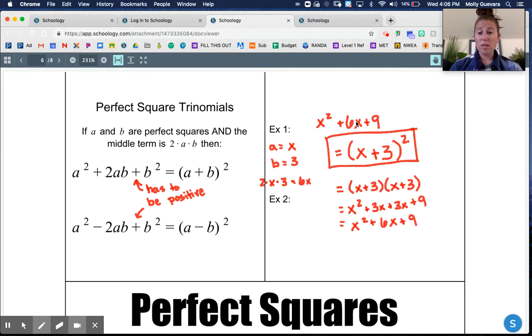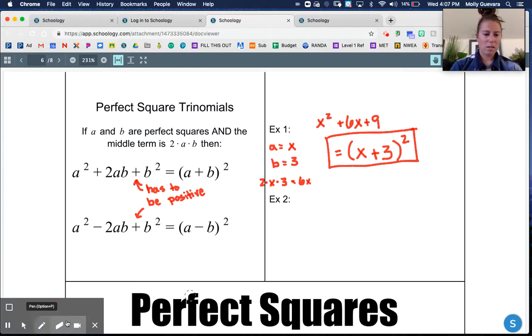So even though that 6x term goes away in our answer, it's still there if I were to multiply it back out. That's the most common question I get, is what happened to the 6, right? Okay, let's do another example and then we'll be done.